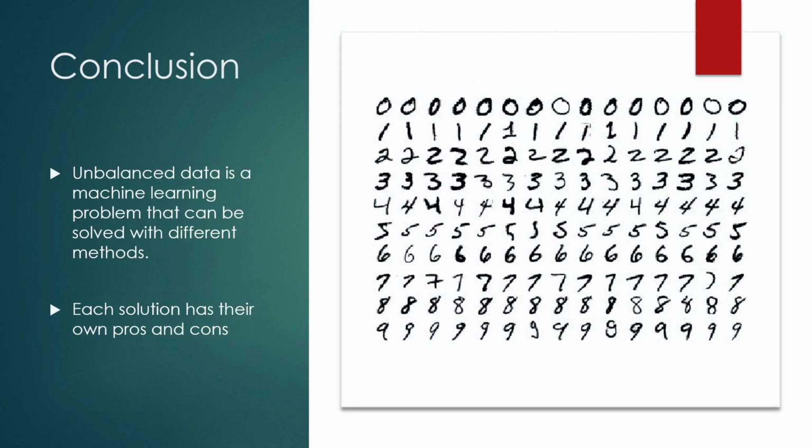In conclusion, unbalanced data is a machine learning problem that can be solved with different methods, and each solution has their own pros and cons, such as overfitting. Here on the right is an image of a dominance dataset, which is a really good dataset, where every single data point is of high quality, and this can lead to high accuracy within the neural network.